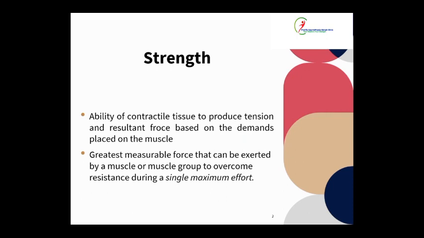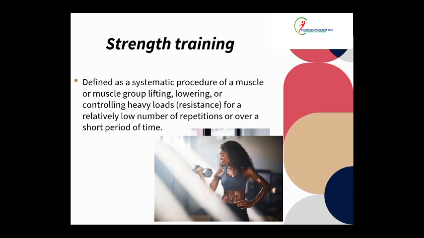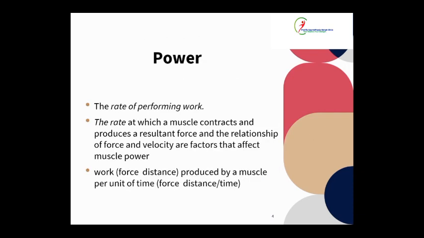Number 2, strength training. We said strength training is defined as a systematic procedure of a muscle or muscle group lifting, lowering, or controlling heavy loads, resistance for a relatively low number of repetitions over a short period of time. For example, when you are exercising with a dumbbell, it will increase the strength of elbow flexors. So, when you are performing strength training, it should be for a short period of time and the number of repetitions should be low.